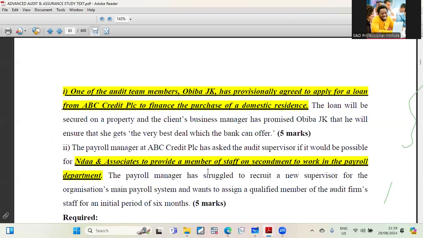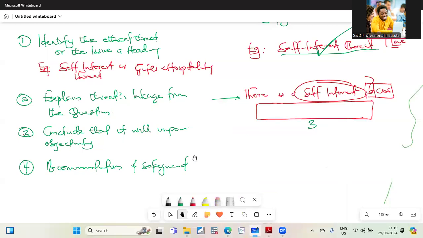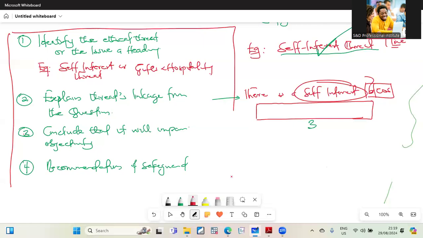This one too was another one, that he is supposed to recruit. They are recruiting a staff of the audit team for their payroll department. So I mean, we've done all these things, but my focus is how you write your answer. So go through this four-stage procedure, then write the answer for me.